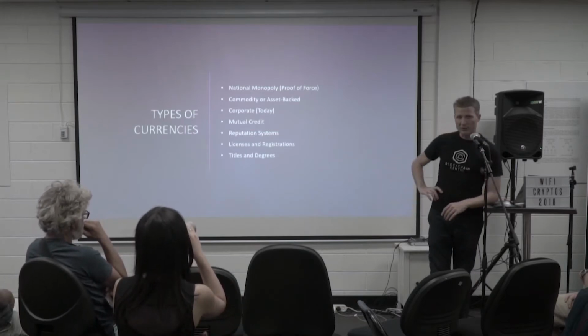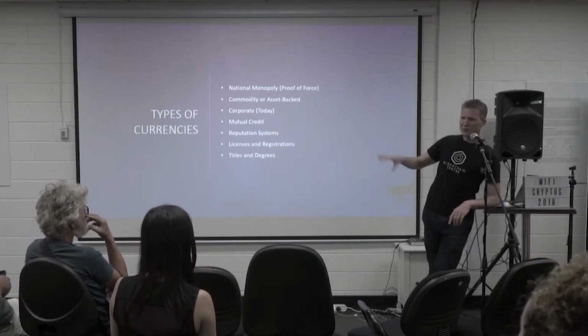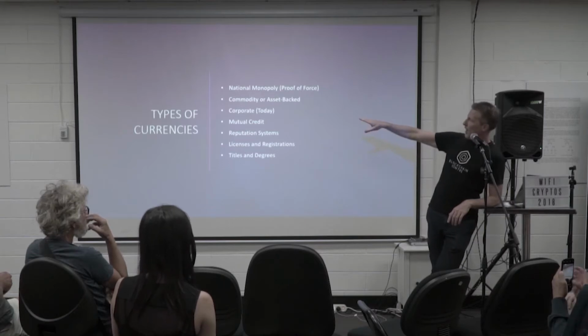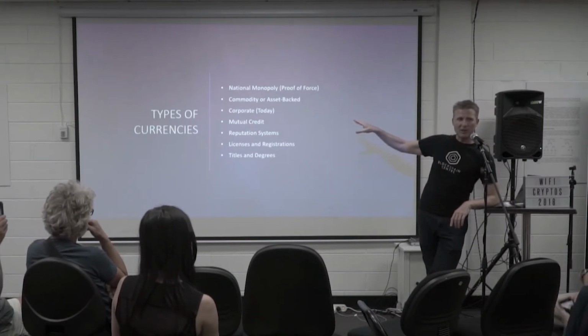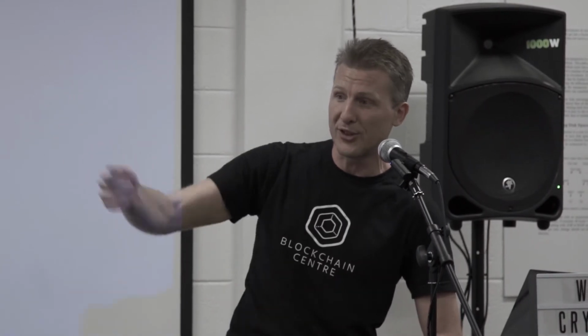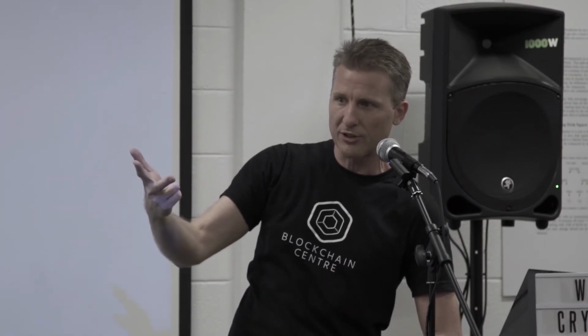So we've got the national monopolies, also called proof of force. We have commodity or asset-backed currencies. A lot of people have spoken about gold-based currencies or proof, evidence of access to gold held in vaults elsewhere. We have some corporate currencies around Mikeys and gift cards and vouchers.